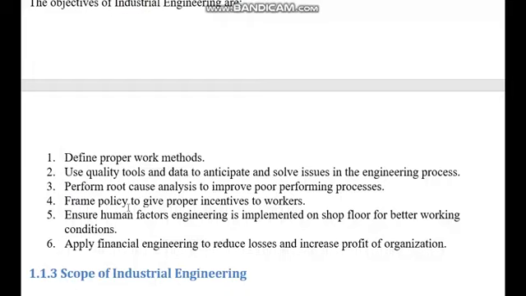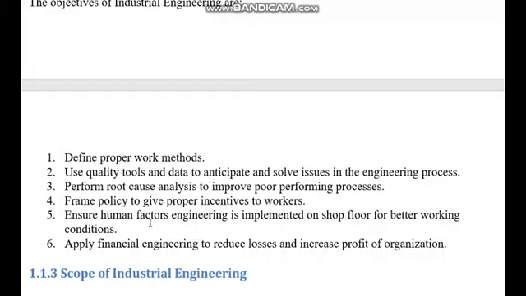You have to frame a policy to give proper incentives to workers. This we already saw, how to pay a worker, how much to pay. If he is a skilled worker, we can pay more. If he's a semi-skilled person, less than the skilled person, and if he's an unskilled person, we will pay the least. Okay, like that.